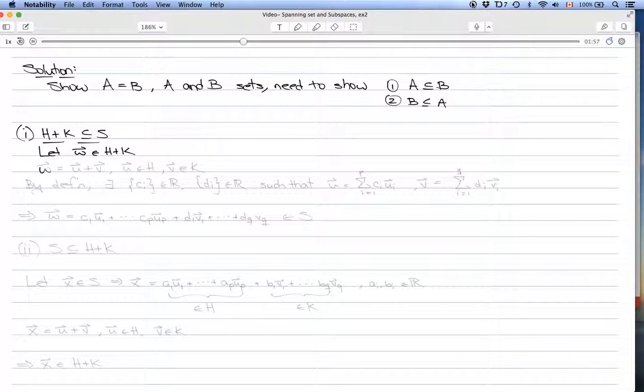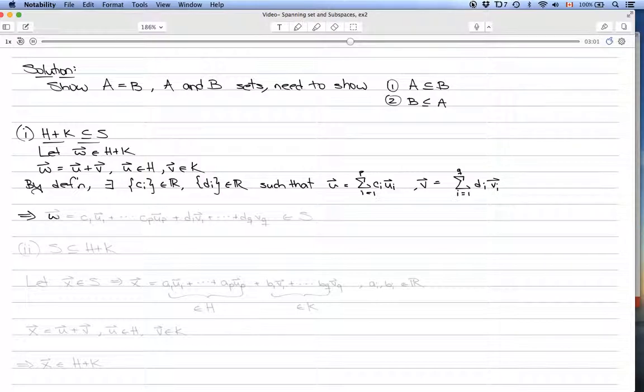So by definition, w is equal to some vector u plus v, where u is in H and v is in K. Then again, by definition, there exist ci, real numbers, and di, real numbers, such that u is equal to the sum of ci ui, where i goes from 1 to p, and v is equal to the sum of di vi, where i goes from 1 to q, since u is in H, which is the span of the ui's, and v is in K, which is the span of the vi's.